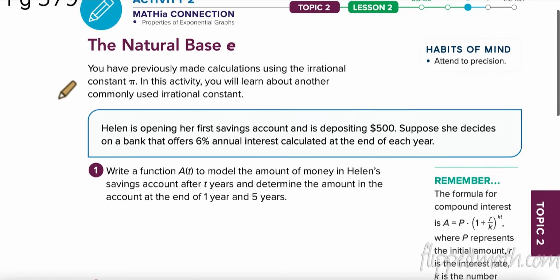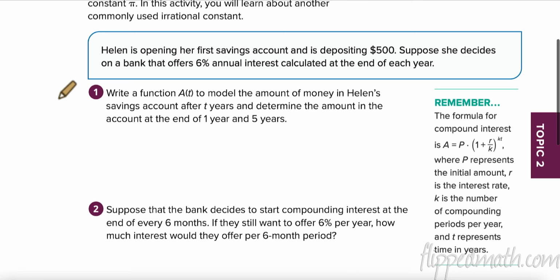Oh, we're back to Helen. Helen is opening her first savings account and is depositing $500 a year. All right, so this is one of those things you need to understand. Principal times rate to the time, all right? So our principal is she starts with $500. Good for you, Helen. And what is her rate going to be?